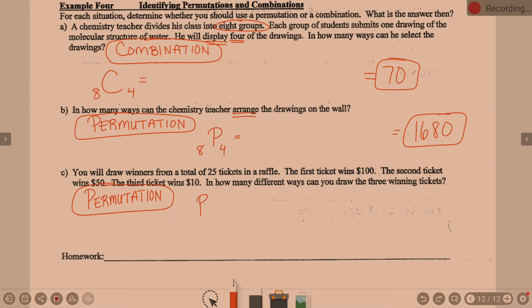What kind of math would we do here? How many are we picking from? 25. And how many are we picking? 3. So 25p3, which is 13,800 ways.